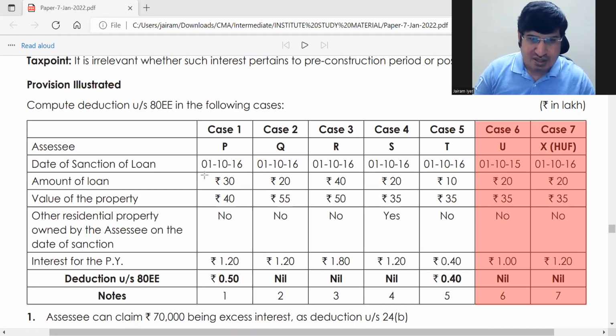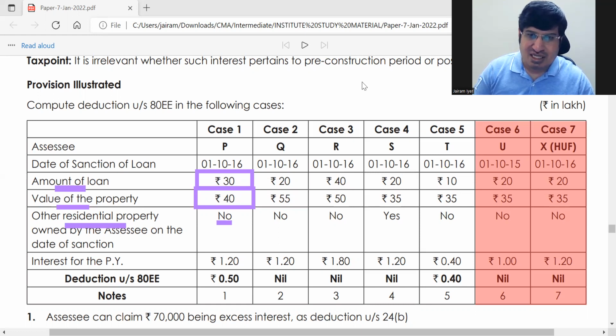Let's see P. Okay. This is amount of loan. This is value of property. We have seen limit is 35 lakhs and here limit is how much? 50 lakhs, correct? Value of property up to 50 lakhs. Amount of loan can be up to 35 lakhs. Okay. So both are within limit here, fine. And does he have other residential property? No, he doesn't have. So this is also a valid condition.